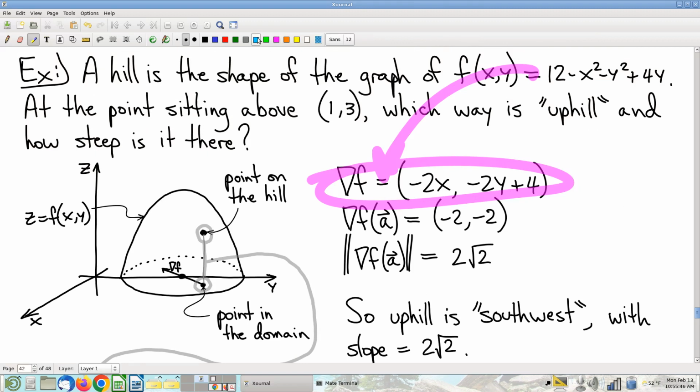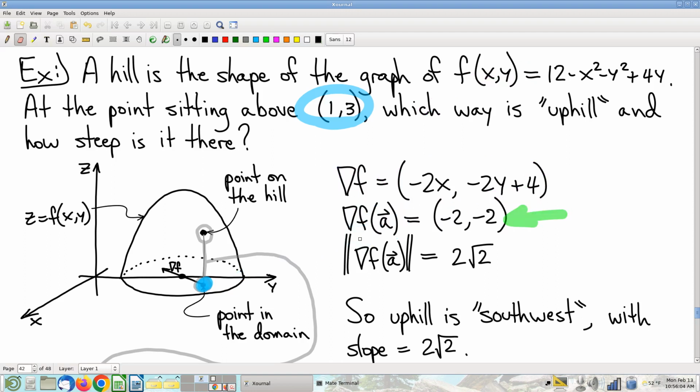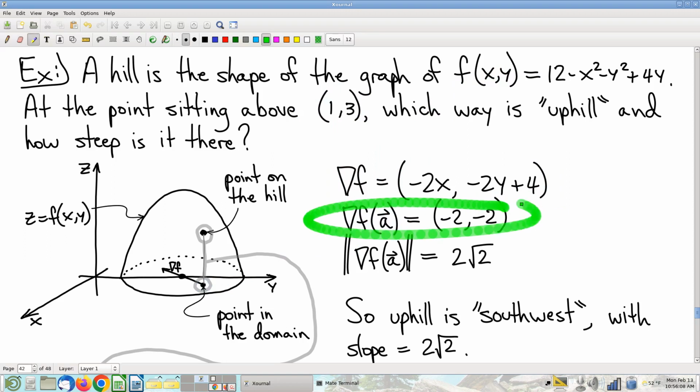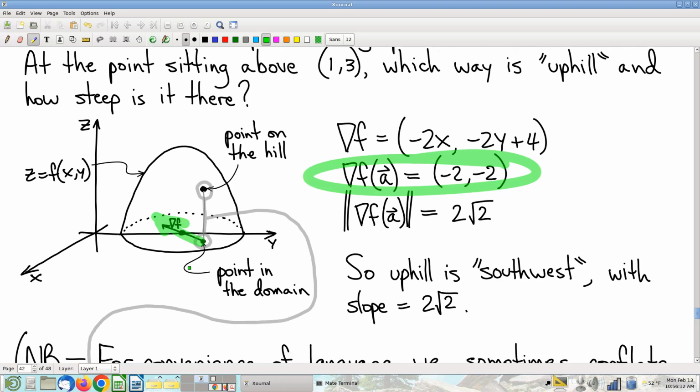Of course, I'm interested in what's happening at the point where I'm actually at. I'm at this point (1, 3). I'm sitting on the graph above the point (1, 3), and you plug that in here, and so here's my actual gradient vector at the point in question. This is that vector. And so which direction does that vector point?